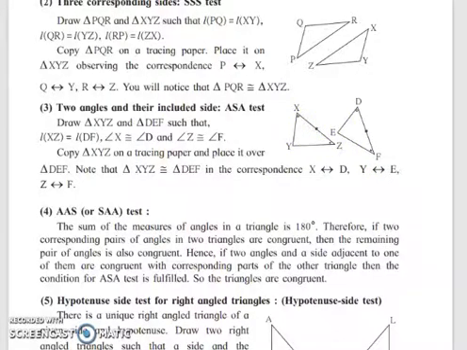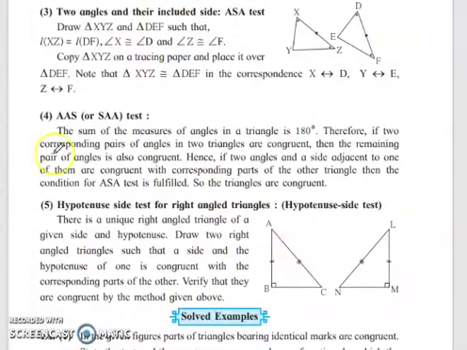Now fourth is two angles and one side, that is the AAS or it can be said as the SAA test, which means two angles and one side are included. The sum of the measures of angles in a triangle is 180 degrees, which means when we add the three angles of a triangle, the total will be 180 degrees.